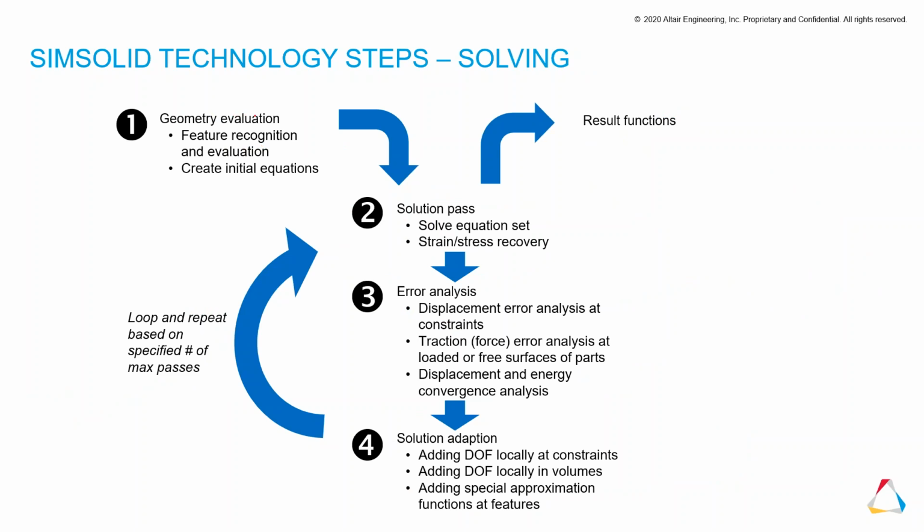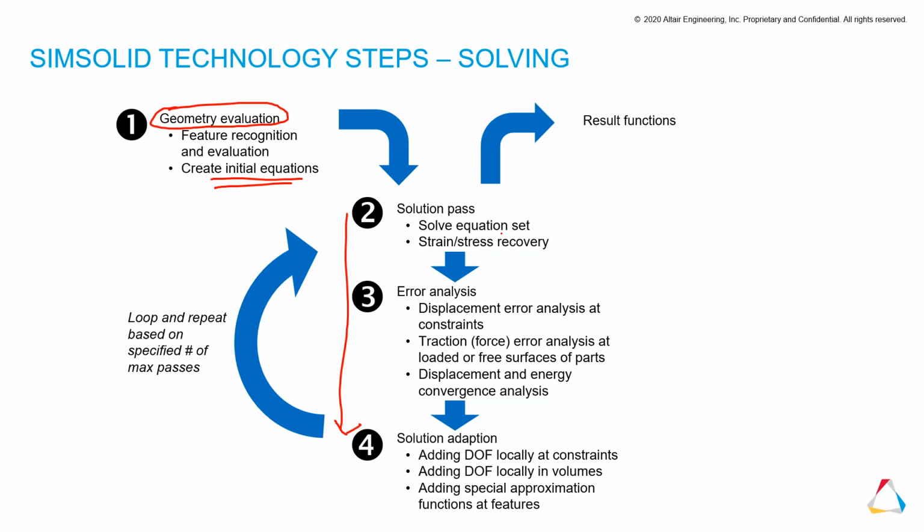Now, what's happening in the solving stage? Geometry evaluation is done in the beginning when you read the CADs in. When you read the CAD in, SimSolid will generate some initial equations to represent those regions. Remember the regions, or in other words, the elements, right? So it creates equations to represent them. And when you hit solve, you go through this solution pass. So 2, 3, 4 here represents a solution pass.